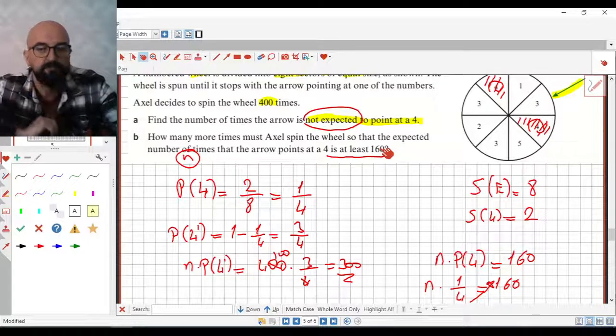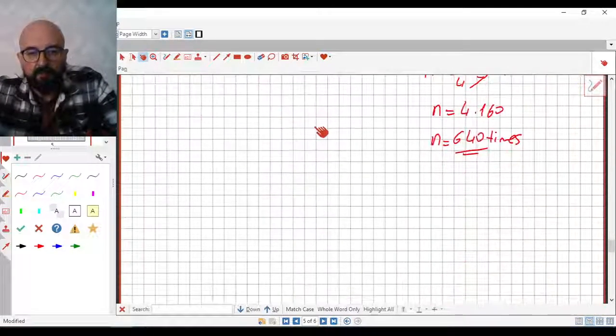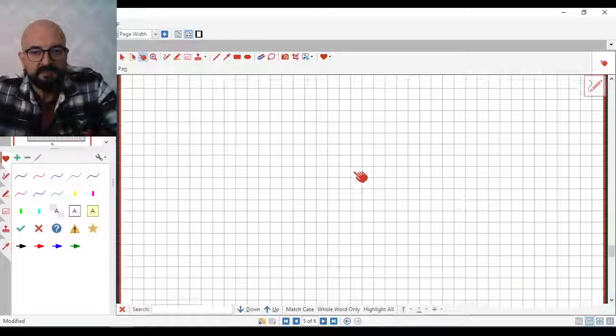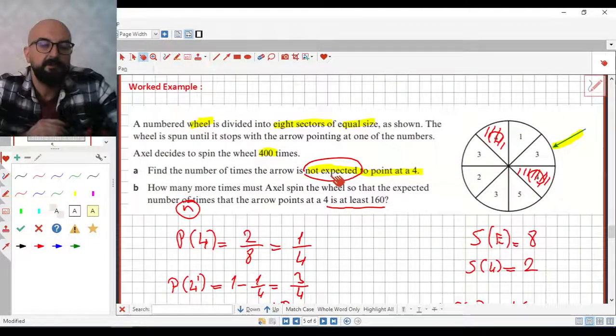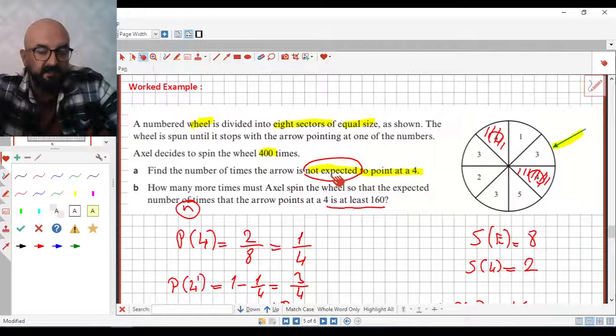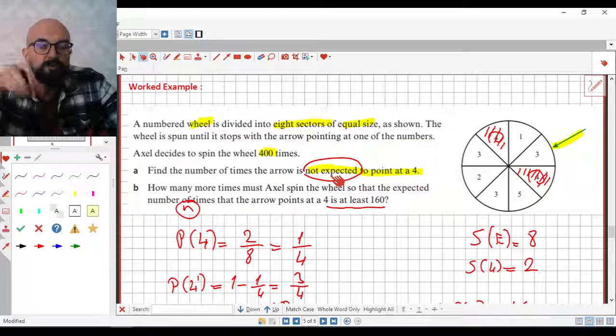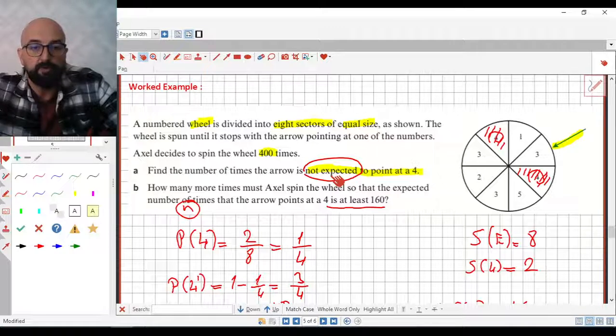Okay, now our lesson. In this lesson we learned probability and expectation. For now our lesson is finished, and have a good day and have a good weekday.